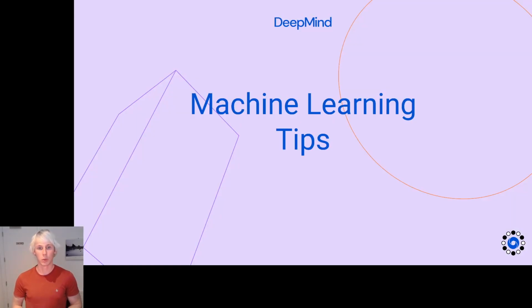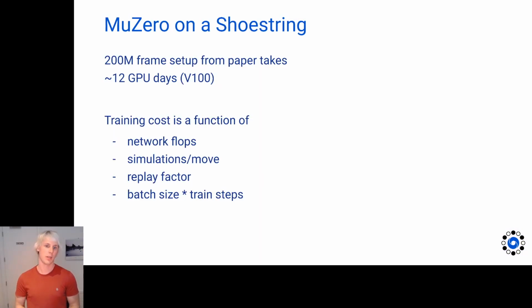Finally, I would like to conclude my talk with a few tips if you want to reproduce this research or do some similar work. First, I'm of course conscious that for many students, resources are at a premium, so you would like to run your algorithm as efficiently as possible. For this, I would recommend the reanalyze, the 200 million frame setup from the paper. As is from the paper, it takes about 12 GPU days to train on one level.